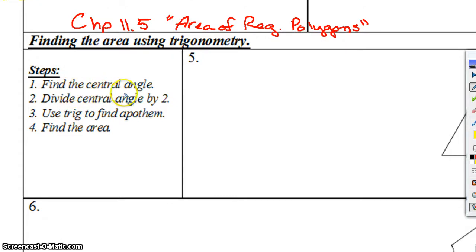Find the central angle, and we're going to go through how to find that. We also want to take that central angle and divide it by 2, because that's going to get us our triangle with our angle. Then we're going to use some trig. It's usually tan, but it could be anything, SOHCAHTOA. And then we want to find our area. Just as a reminder, the area of a regular polygon is perimeter times apothem divided by 2. So we're going to try and find our perimeter and our apothem.